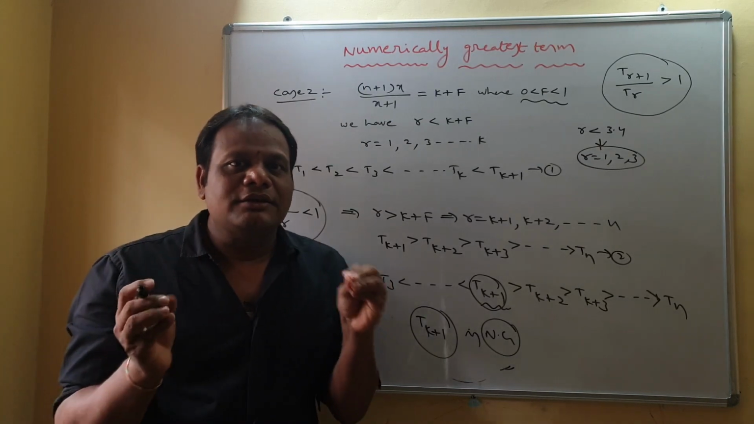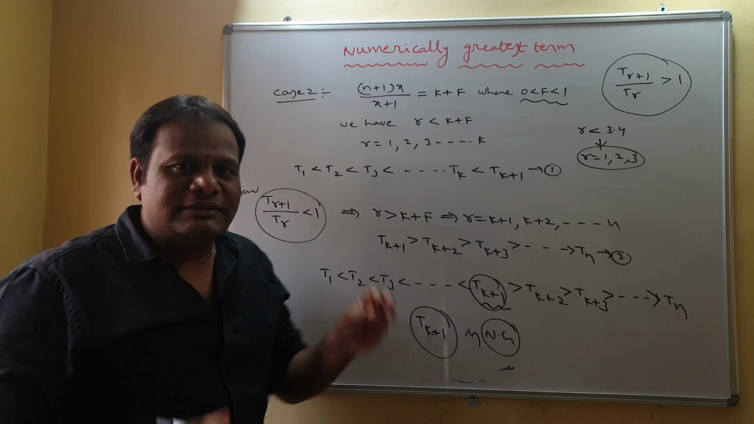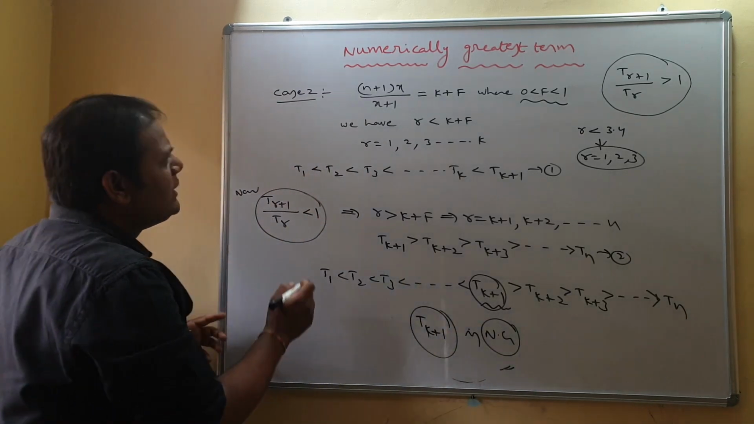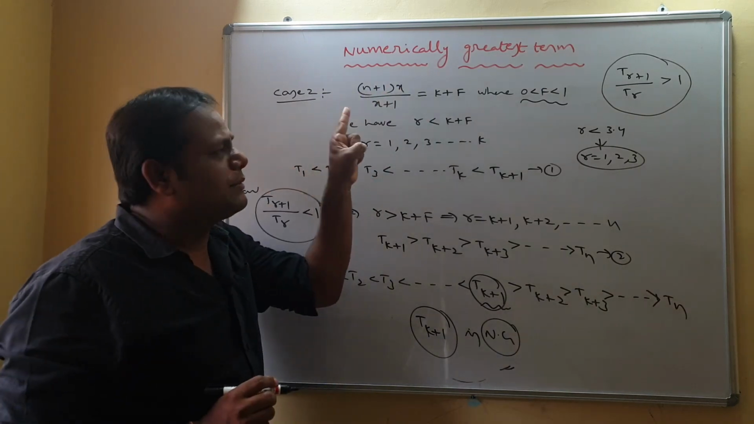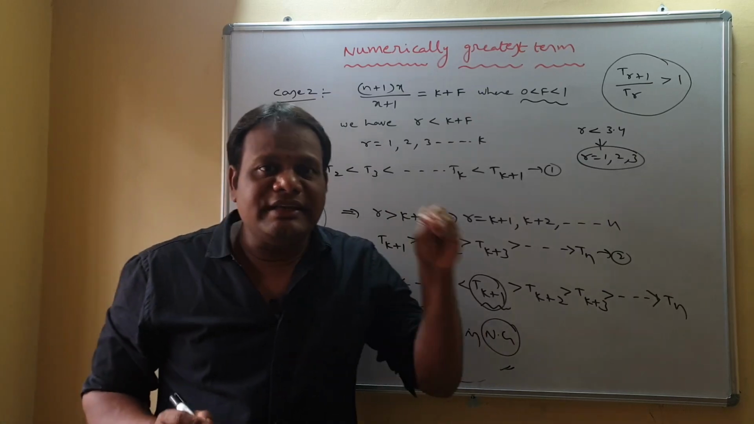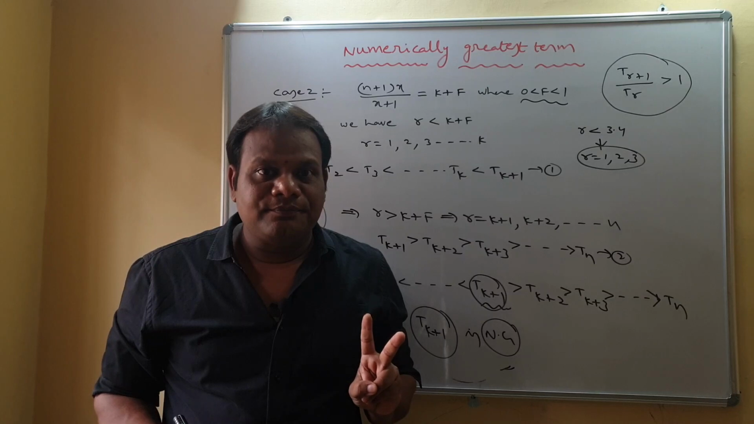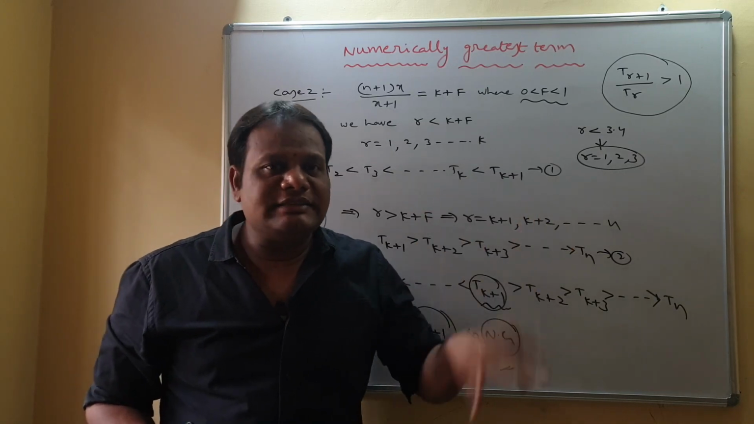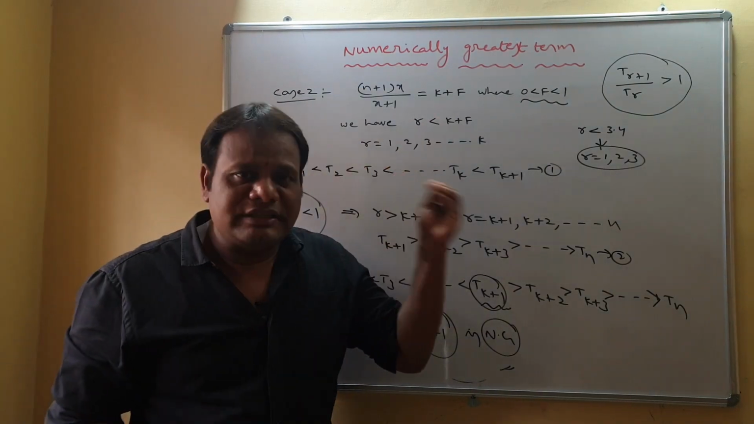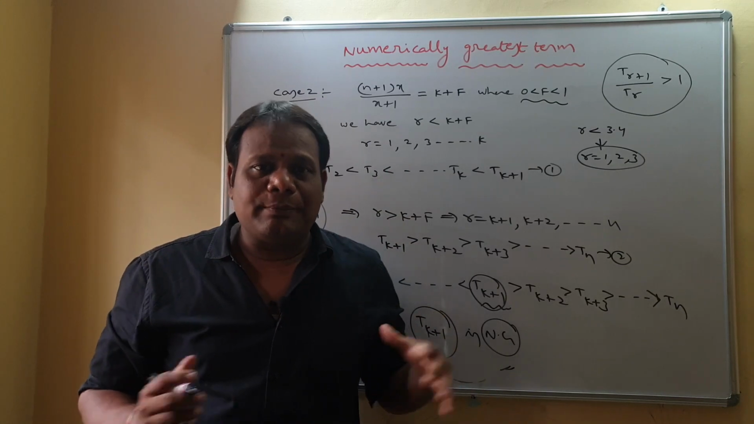To find the numerically greatest term, we don't do all this. We just remember one formula: we find the value of (n plus 1) into x by (x plus 1). If it is an integer, then two numerically greatest terms will exist. If that is not an integer, so if you can write that as K plus F, then only one numerically greatest term exists, that is T(k plus 1).